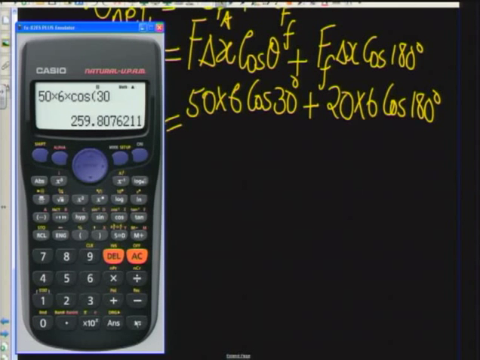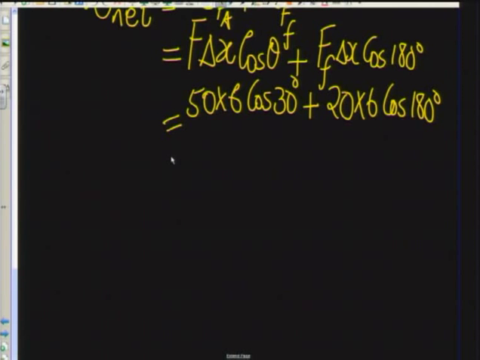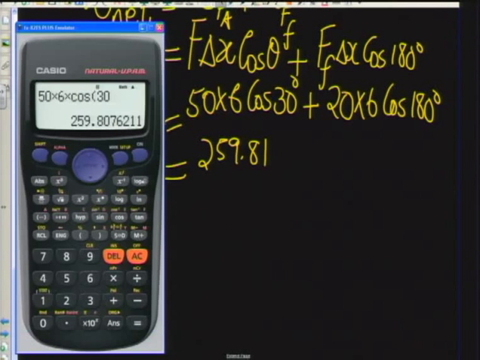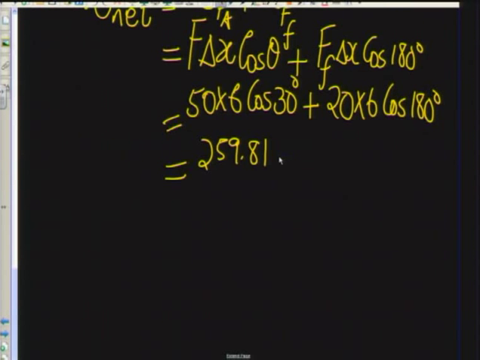There's 259.81. If you work out the frictional part, you've got 20 times 6 times the cos of 180, and what do you get? That is minus 120, right? So minus 120.